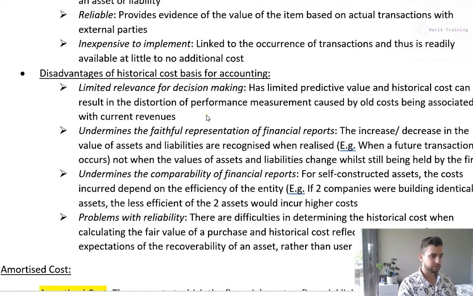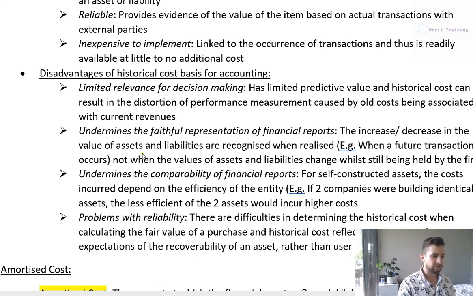The disadvantages is it has limited relevance for decision making because it doesn't have a lot of predictive value, and it can distort the value of it. For example, you might have bought a property in 1980 for $100,000, might be worth $10 million now, but you're still recording it at cost. It doesn't really add a lot of value to people who want to decide whether they want to invest or not because they don't know how much it's worth today.